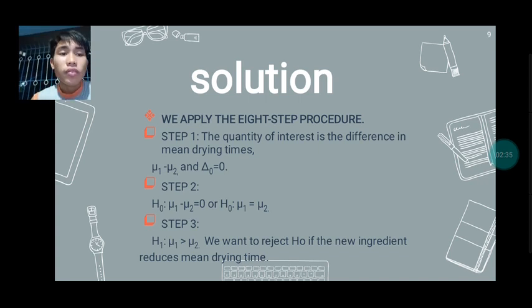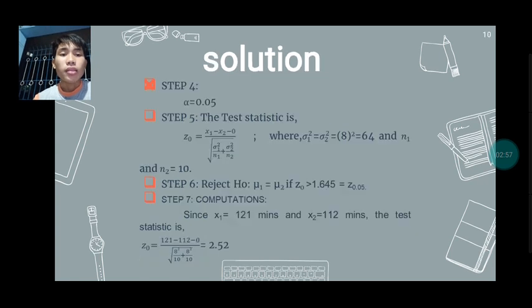Step 1, the quantity of interest is the difference in mean drying times, so u sub 1 less u sub 2, and delta sub 0 is equal to 0. And also step 2, the null hypothesis. In step 3, the alternative hypothesis, we want to reject the null hypothesis if the new ingredient reduces mean drying time. So step 4, we have the significance level 0.05 and the test statistic, which is our step 5, with the formula. So we are going to input those in our formula and we are going to reject the null hypothesis.